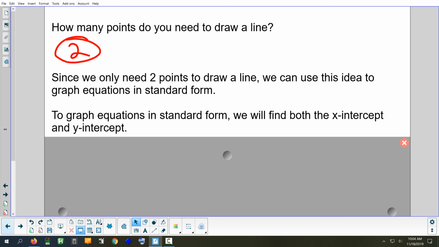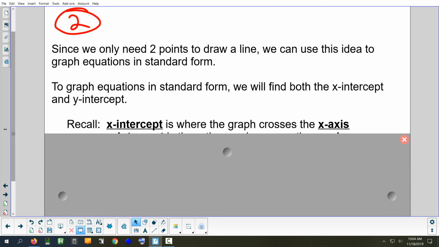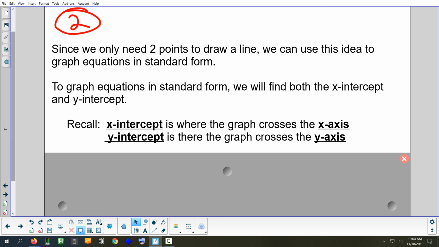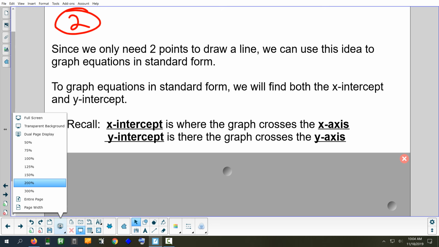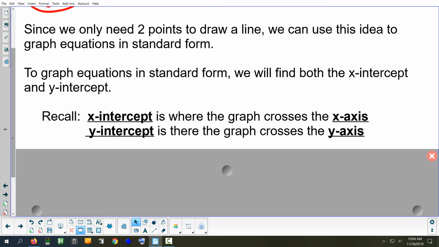To graph equations that are in standard form, we're going to find the x and the y-intercepts. You've already answered this, but you probably want to put it on your notes too, just in case you forget. The x-intercept is where your graph crosses the x-axis. The y-intercept is where the graph crosses the y-axis.